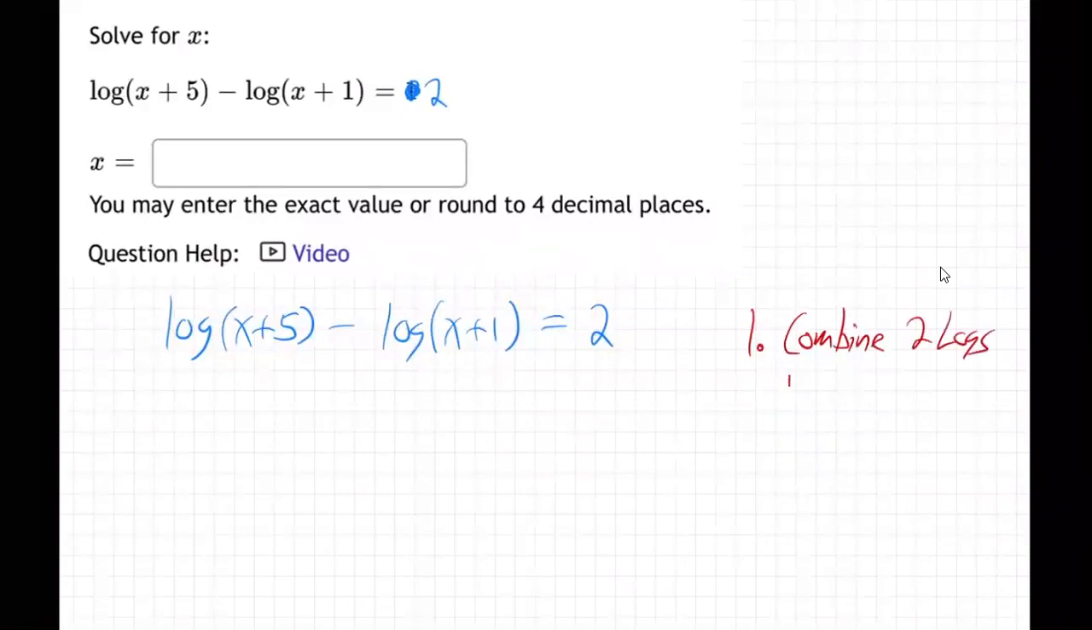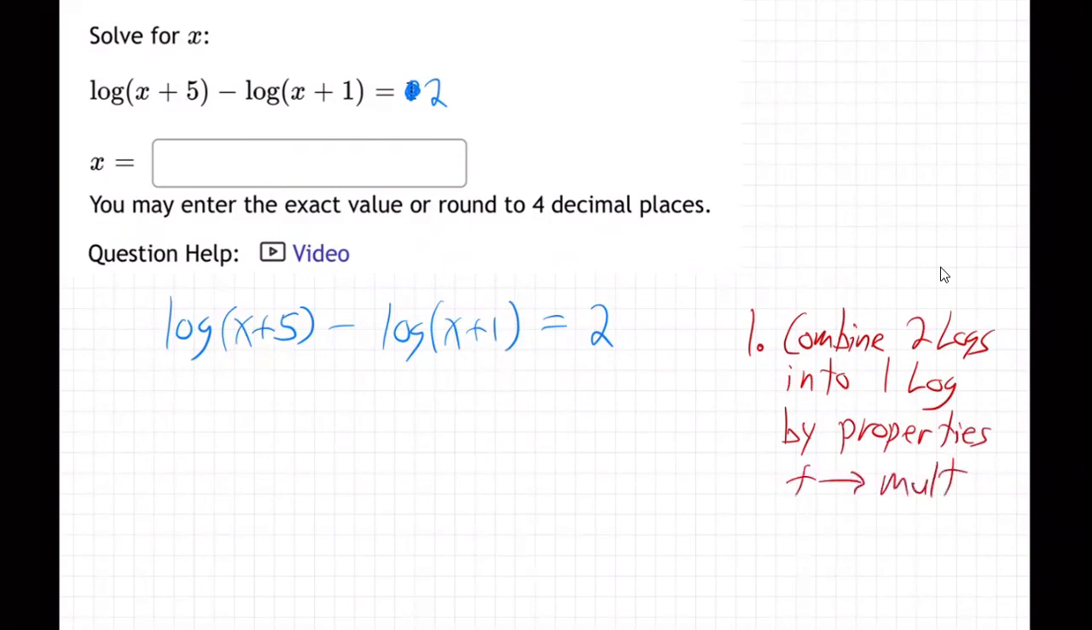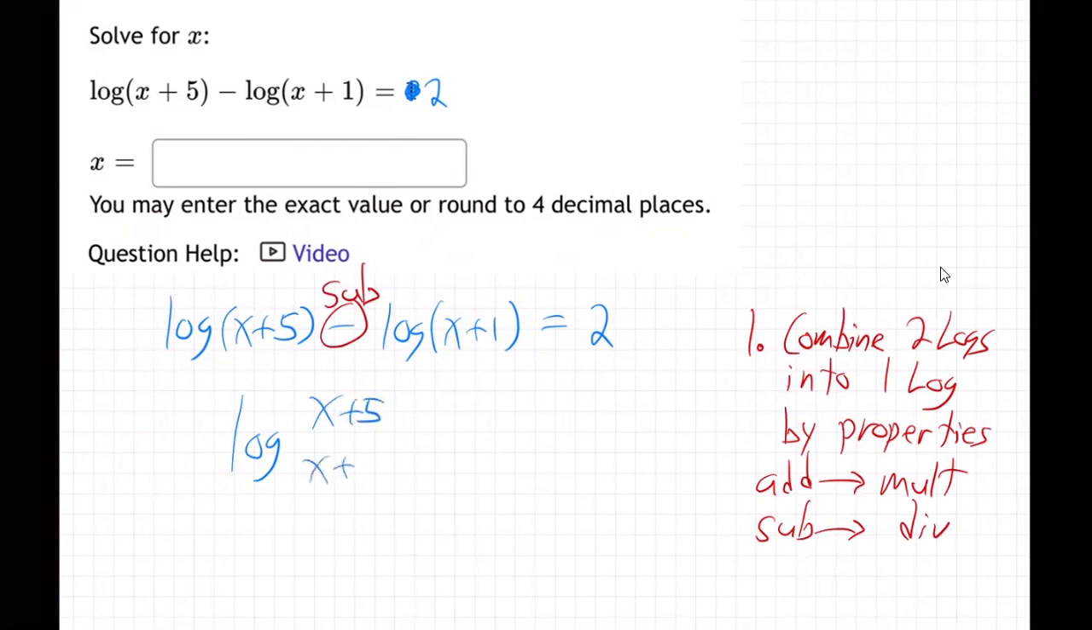Combine the two logs into one log by the properties. Adding becomes multiplication, and subtraction becomes division, right? So we've got subtraction here. So when we go to one log, this is going to become division, isn't it? Are we good there? See how subtraction became division.